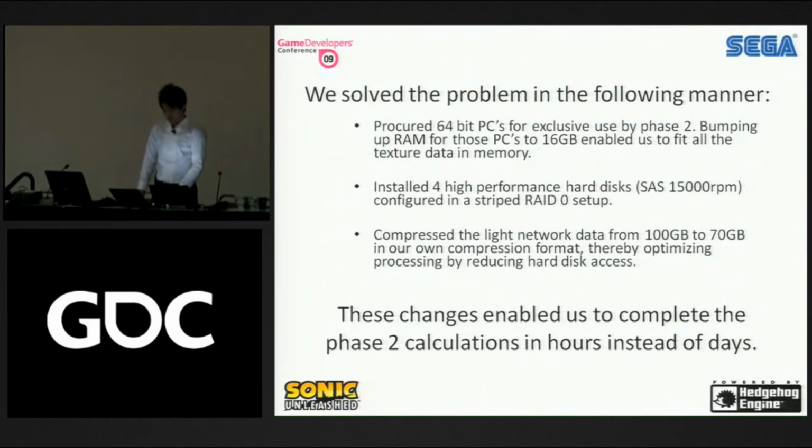They solved it by acquiring several 64-bit PCs, bumping up the RAM to 16 gigabytes in all of them, which at the time was relatively overkill, buying better hard drives and compressing the light network data using a compression format they developed, managing to reduce it from 100 to 70 gigabytes on average, which took the second phase of processing from days to mere hours.